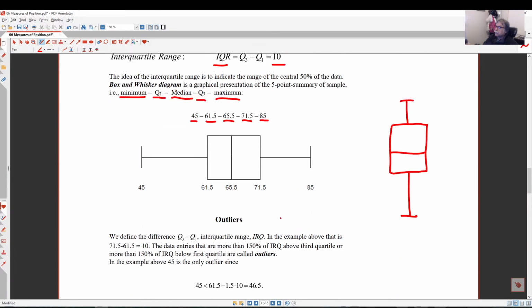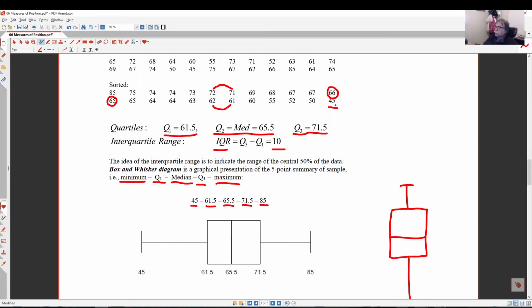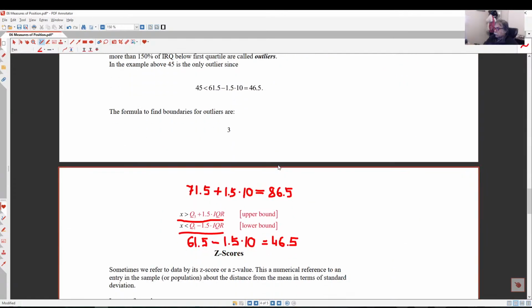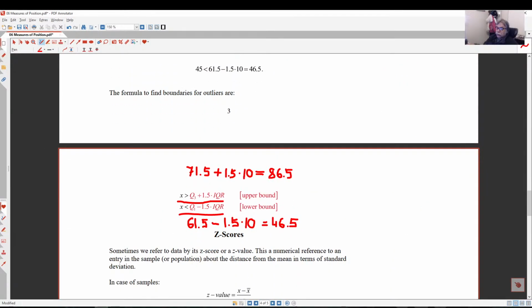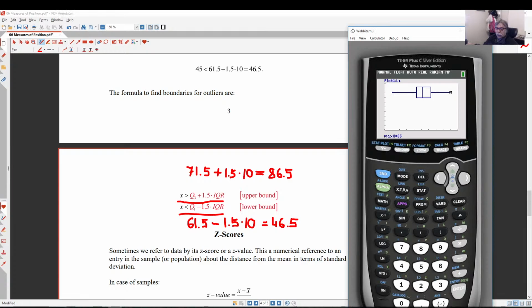So in our case, this data entry 45 is below 46.5, and that's the outlier, and the only outlier in the sample. You could have more than one outlier. It could be on the top end, it could be on the bottom end, it could be on both ends. But in our case, there is only 45. Okay, you can also check that with the Texas Instruments calculator, which uses the same formula.